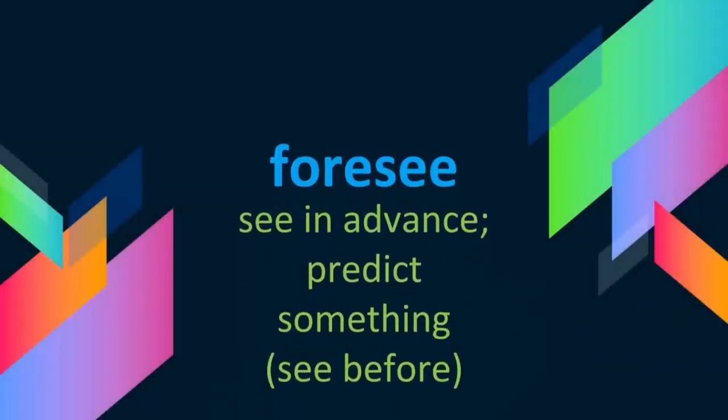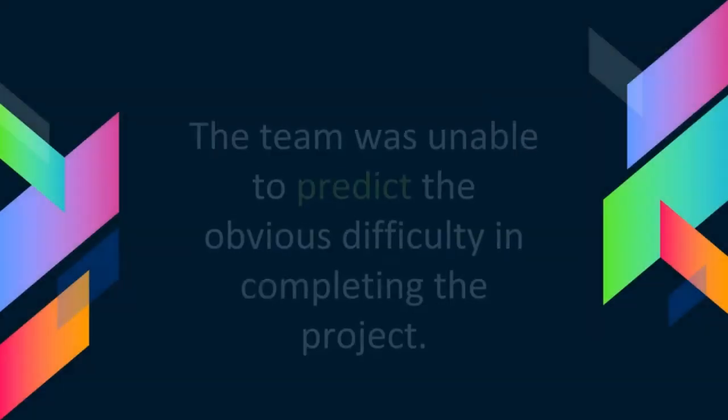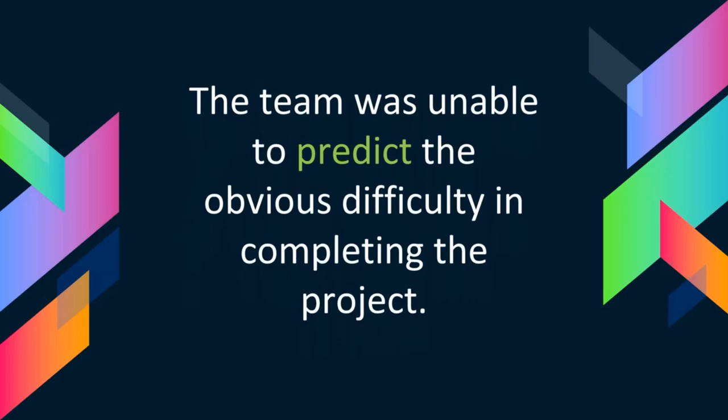The fourth verb for this lesson is foresee, which means to see something in advance or to predict something, literally to see it before. The team was unable to predict the obvious difficulty in completing the project. Predict is a perfectly good word here, and if that's the word that you can remember when you're taking the TOEFL test, don't worry about it. Because of the time restraints, you want to just go ahead and go forward.